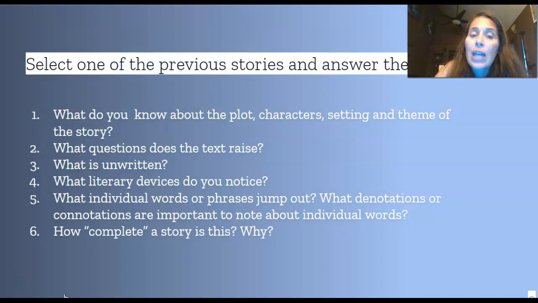Denotations or connotations are important to note about individual words. Remember, denotation is a dictionary definition. Connotation is the feeling associated with a word. How complete are those stories? Are they good? Good enough? Not good enough? Why? What do you think?